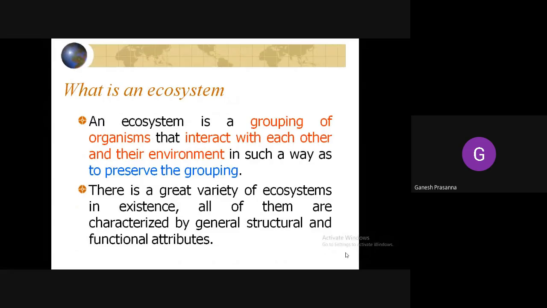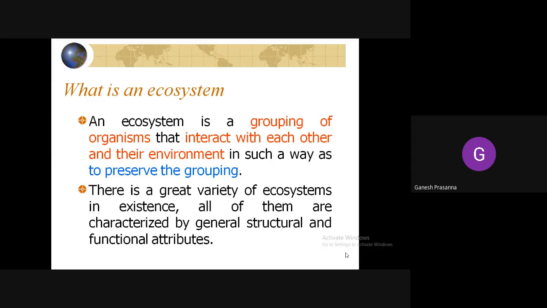See, ecosystem is a balanced unit comprising of one or more organisms which are grouped in such a way that they interact with each other and they live in their respective environments, so that the grouping is preserved. It is grouping of organisms that interact with each other and their environment in such a way to preserve the grouping. So in an ecosystem, what happens is fishes always live in water and they group the fishes itself and they correspond to their own group itself.